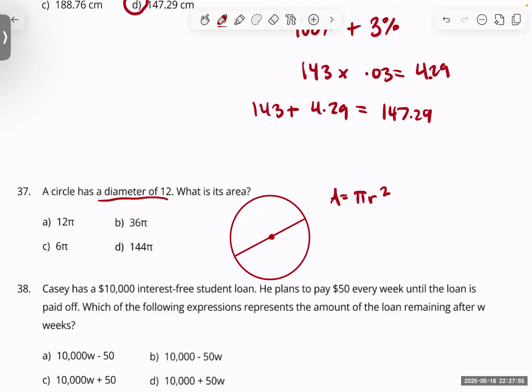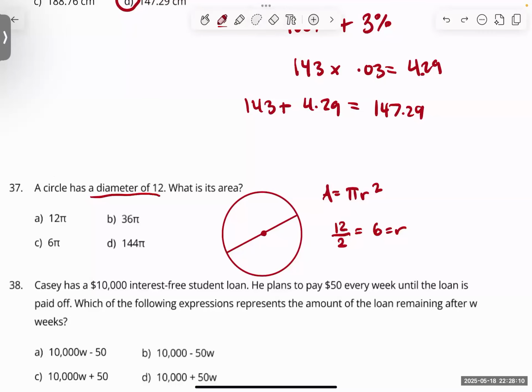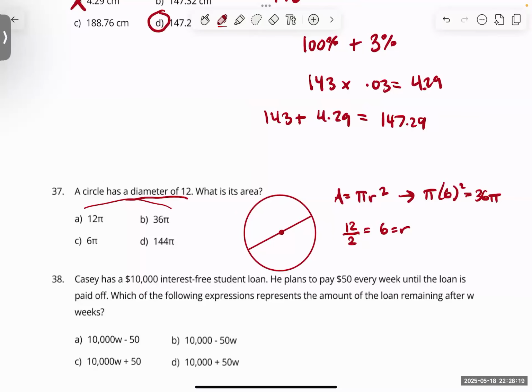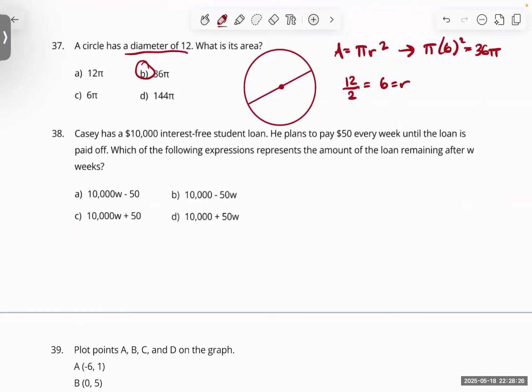How do we find the radius? Radius is just half the diameter. So 12 divided by 2, or 12 times a half, that's 6. Our radius is 6. So we plug this in. Pi times 6 squared is 36 pi. Don't bother typing in pi in the calculator, because look, your answers just have the pi in it. The answer is B.